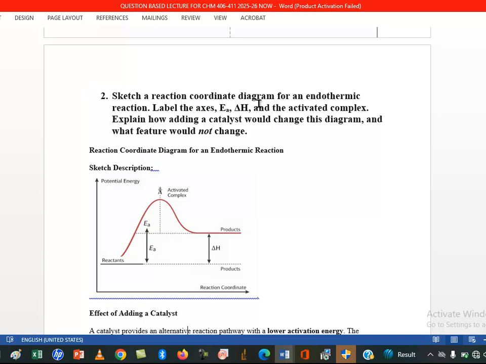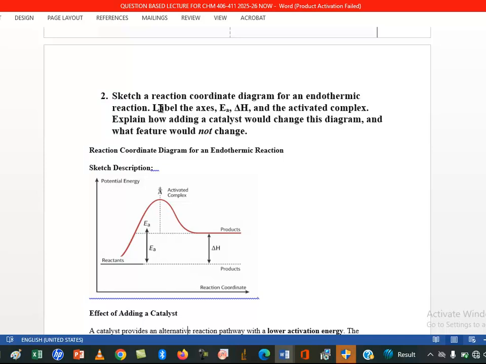So the first thing you need to do is to sketch the reaction coordinate diagram for an endothermic reaction. You first of all put your reactant here, then you draw the curve, and then you get your products. Take note, the product side is higher than the reactant side. Why? Because it is endothermic. So the potential energy of the product is higher than that of the reactant.